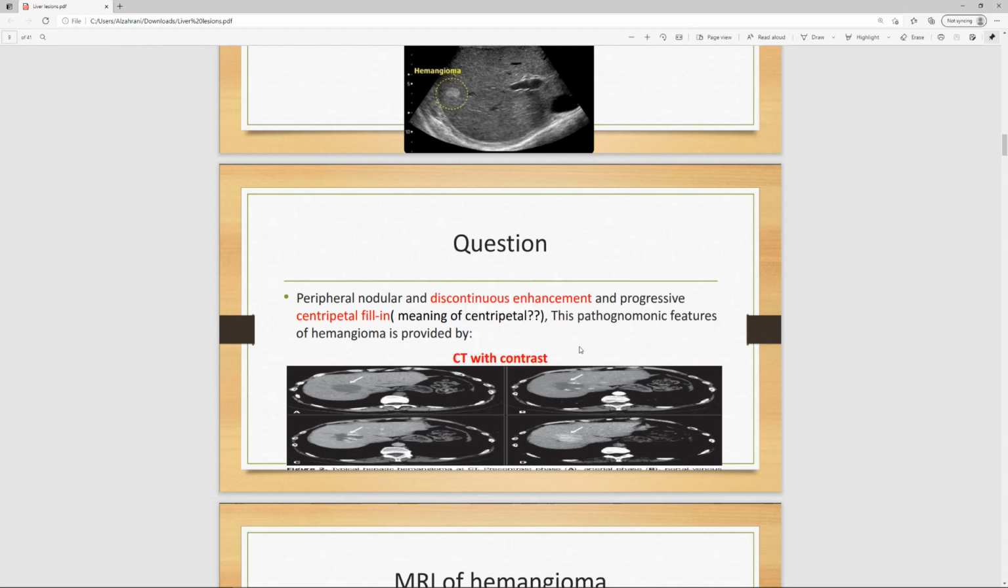You can see here A, B, C, D. Starting from here, this is the contrast. You can see the aorta is shining here. Starting from the periphery. Look at the contrast here, the contrast is clear at the periphery. Then in the third image the contrast starts to enter the middle. And in the fourth image the contrast has filled the lesion completely. So this is a pathognomonic feature of hemangioma on CT with contrast.